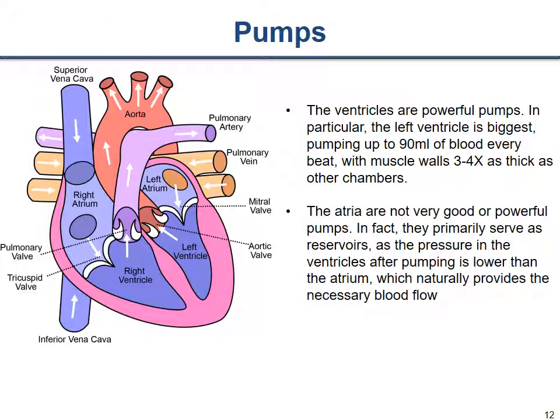Now, the ventricles are pretty powerful pumps. The left ventricle in particular is the biggest pump in the heart. It pumps 90 milliliters of blood every beat, and the muscles around that left ventricle are 3 to 4 times thicker than the muscles around some of the other chambers. Now, the atria, as I alluded to earlier, are not very powerful pumps. They're more like receivers. They'll just serve as a reservoir. Blood will just naturally flow into them. There's a little bit of pumping action going on there, but they're not the big pumps like the ventricles are.